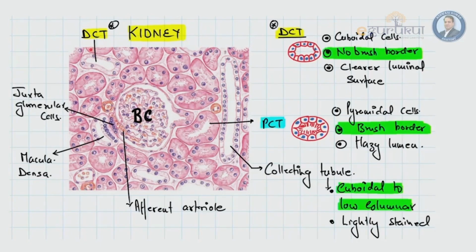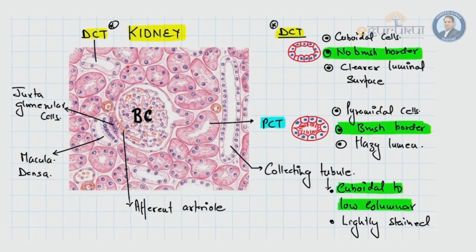So if you're looking at a section where the lining epithelium is pyramidal or cuboidal cells, and they have a brush border, hazy lumen, or you can say small lumen, because of that haziness, it is PCT, which is obviously a bit darkly stained. In the DCT, the cells are lightly stained, there is no brush border, and we have a clear and large lumen to be seen. So that is a PCT and DCT.